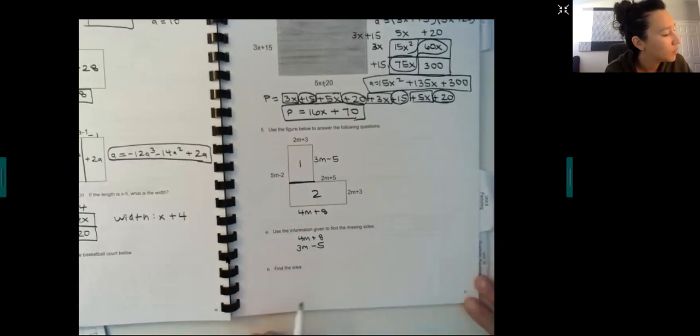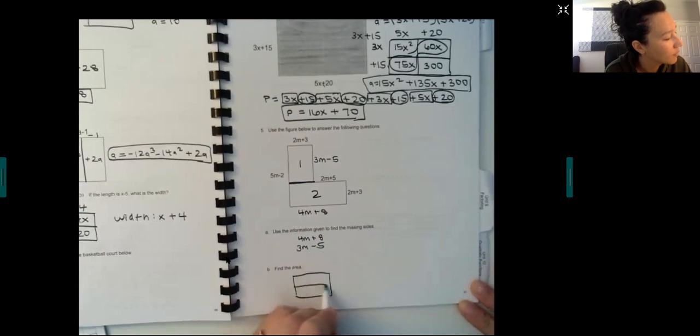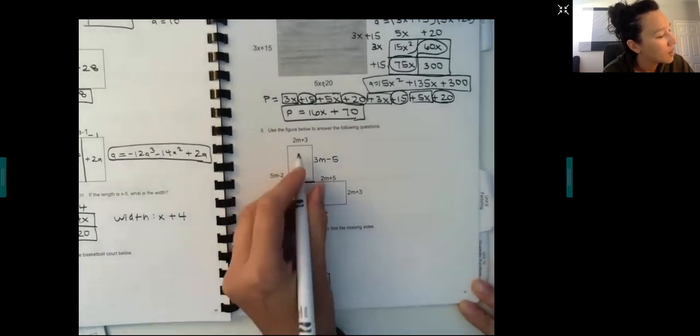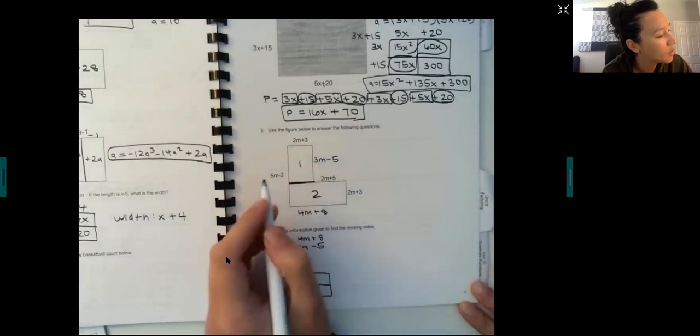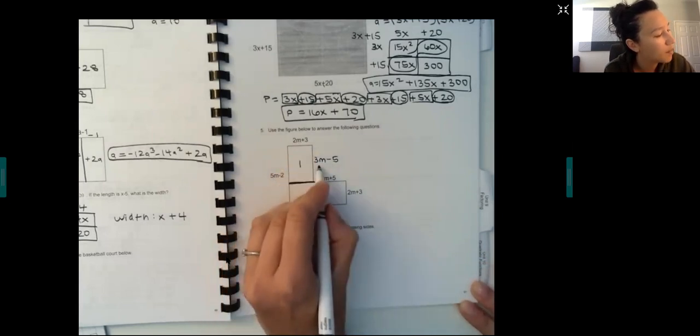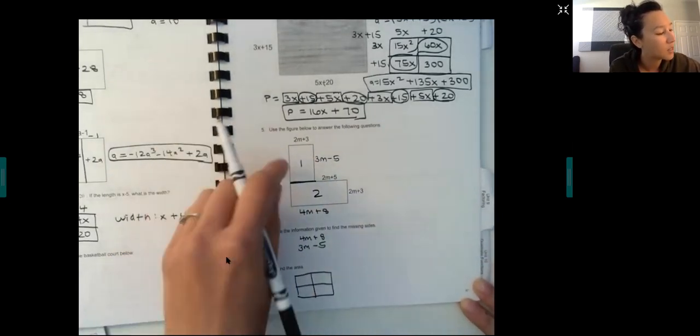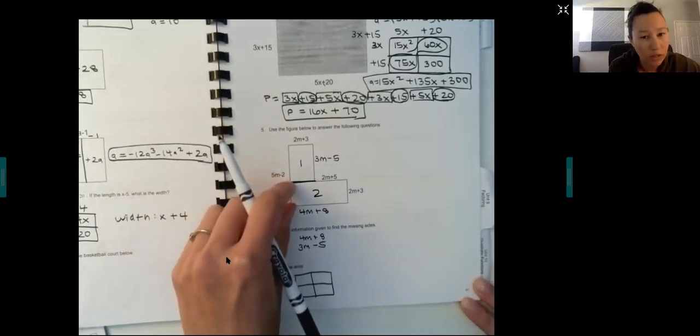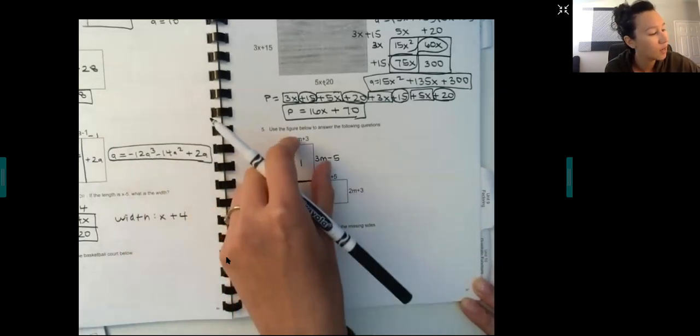So for the first one, our sides are 2m + 3 and 3m + 5. We don't want to use the 5m - 2, right? Because that includes this portion here. So that's why we're only going to use those two.